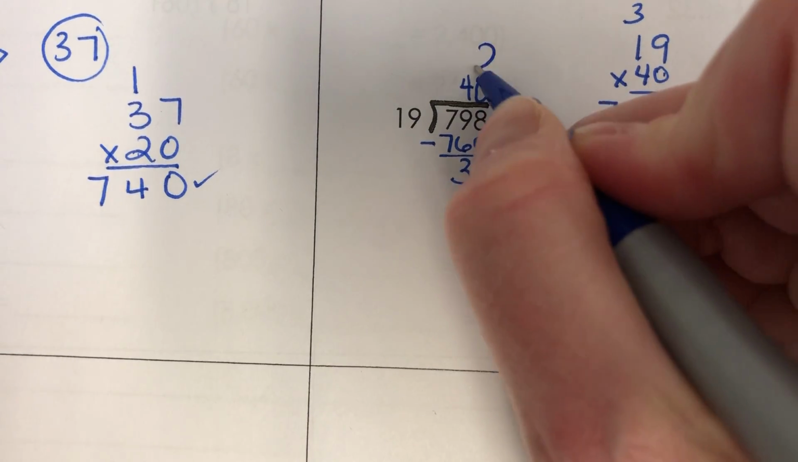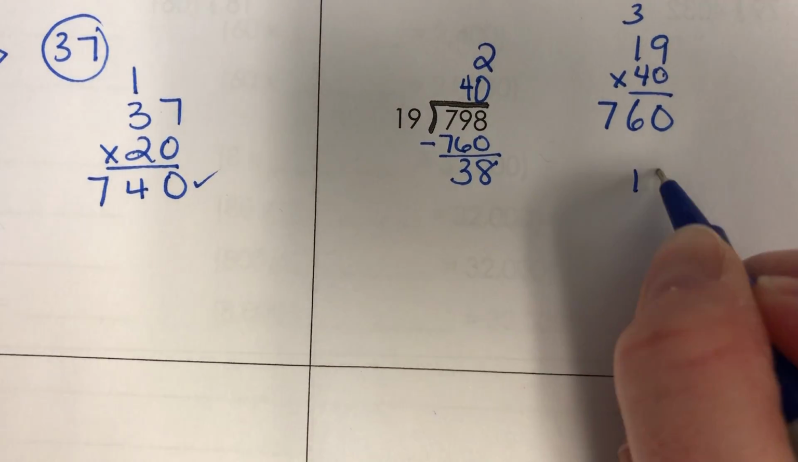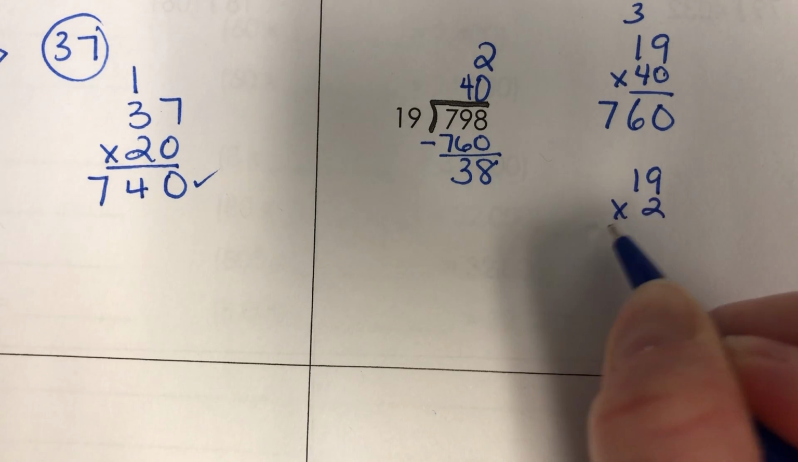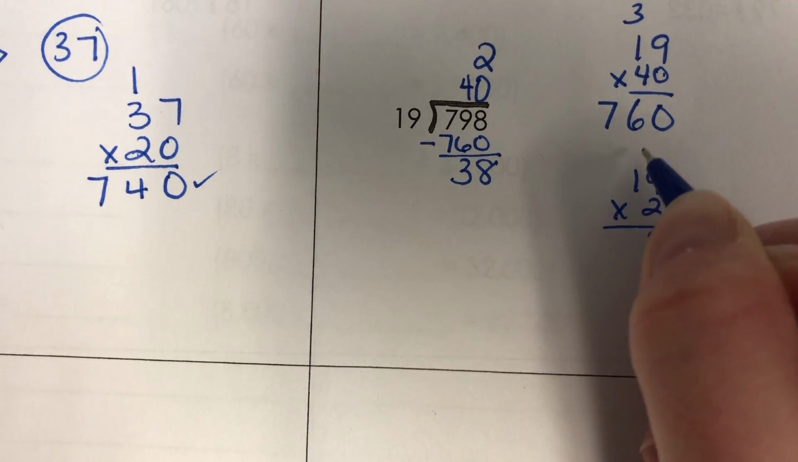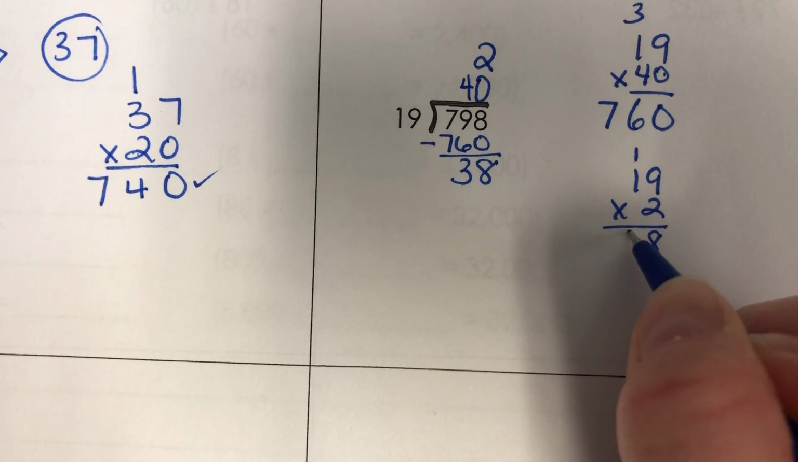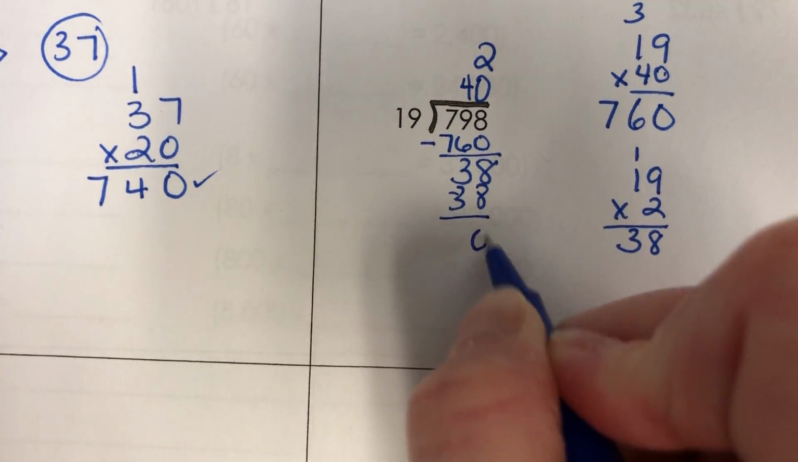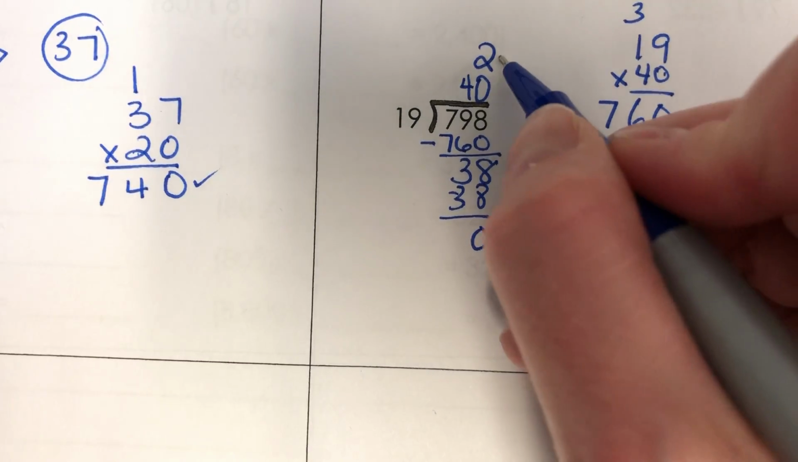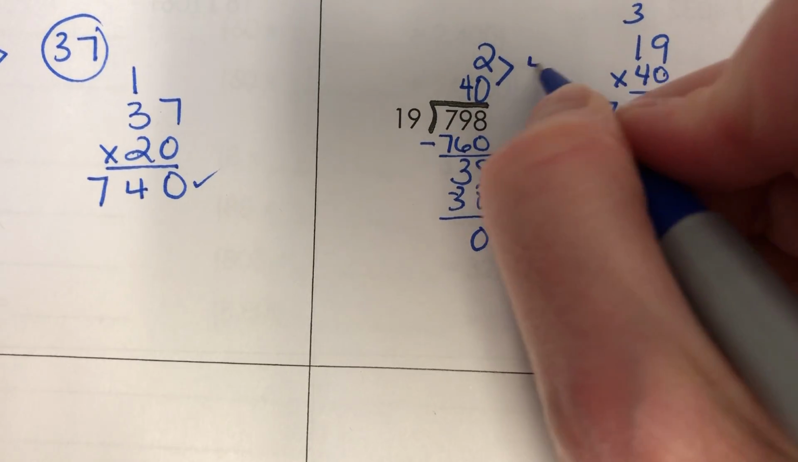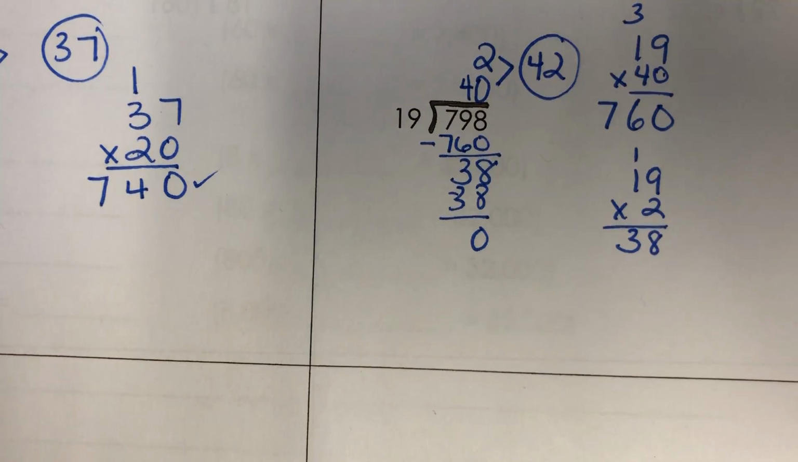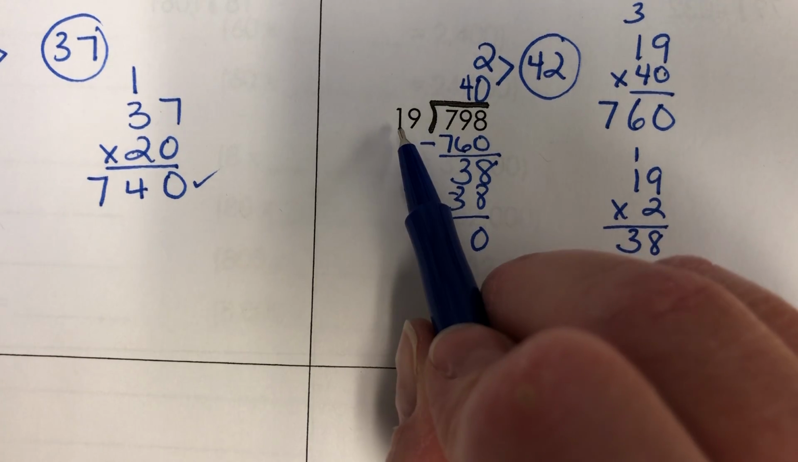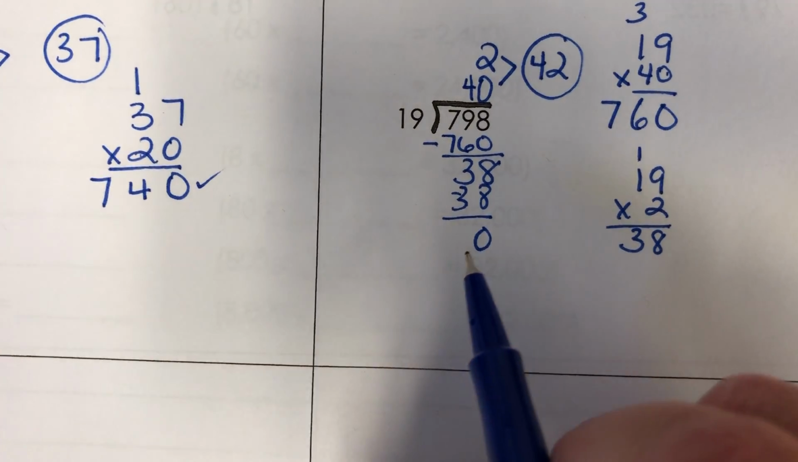So I'm saying I want this to be 2. I need to now do 19 times 2. 9 times 2 is 18. 2 times 1 is 2 plus 1 is 3. And I did. I got exactly 38. There's none left over. So now my answer, it's 40 plus 2. My answer is 42. So 798 divided by 19 is 42.